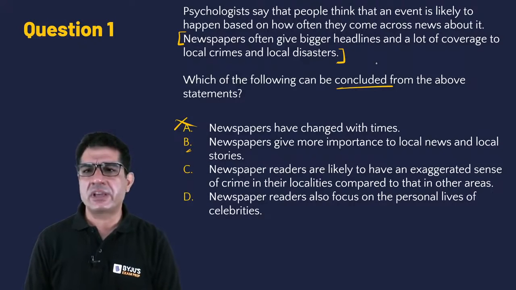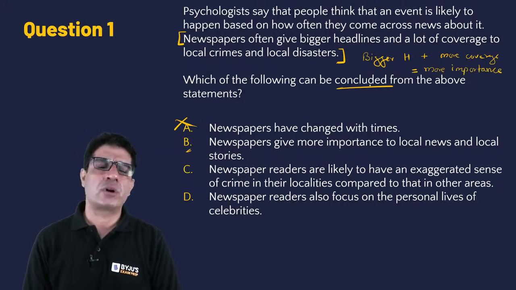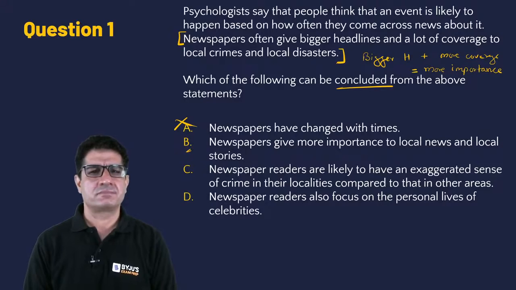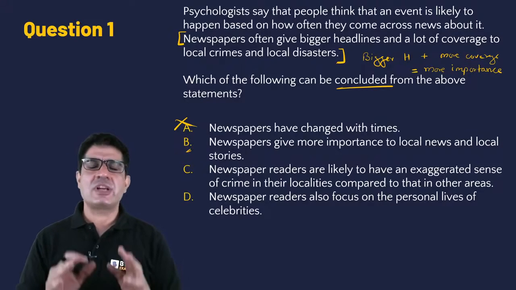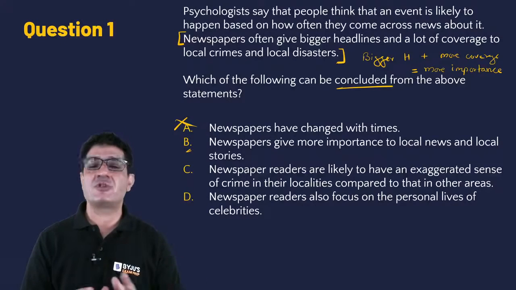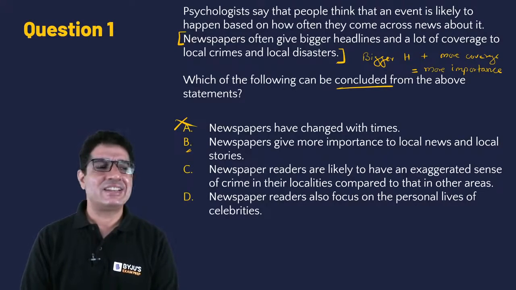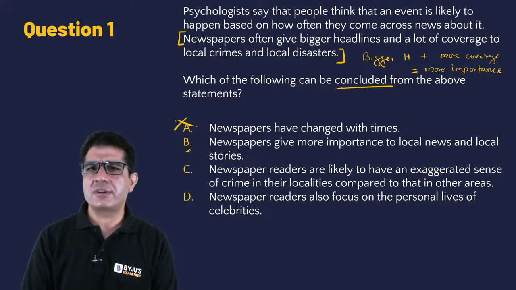So now tell me something. If something gets a bigger headline plus more coverage, does that mean that newspapers give more importance to this? Does it equate to more importance? Are we sure? I know that more coverage, bigger headlines, but then personally, I believe that the front page of the newspaper is perhaps the most important page, right? And the newspaper puts those stories on the front page that they believe are important.